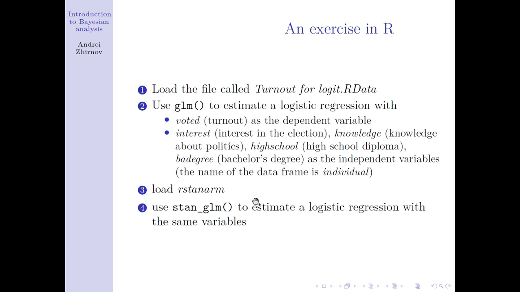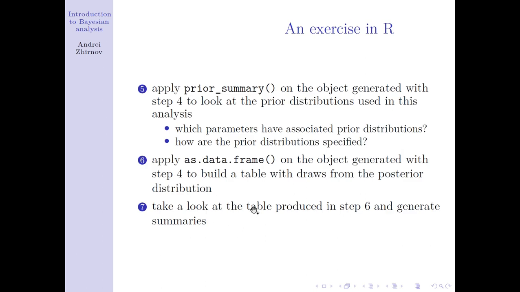Once you have run this function, you are going to get a set of estimates. Now, as the next step, I want you to examine the priors that we used in the analysis. To do that, you can use the prior_summary function on the object produced at step 4. The output from this function is going to be a list of the parameters that have prior distributions, alongside the prior distributions used for those parameters. Please take a look and see which parameters have prior distributions and how exactly those prior distributions were specified.